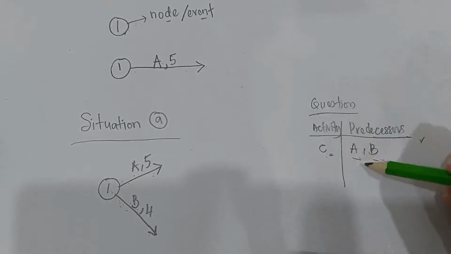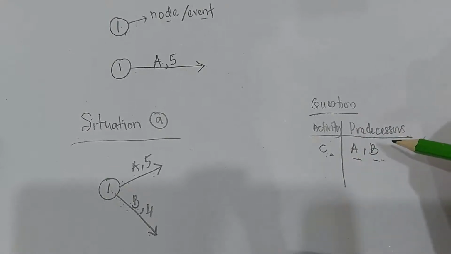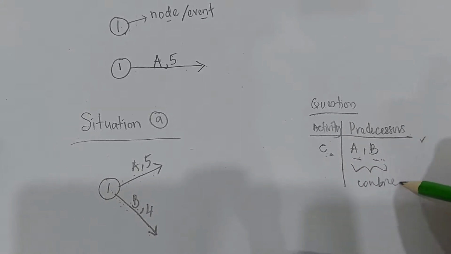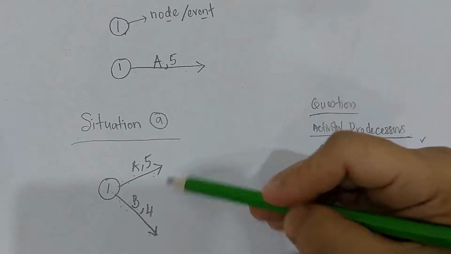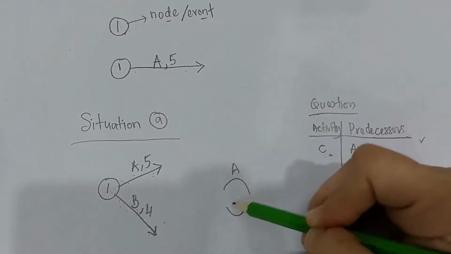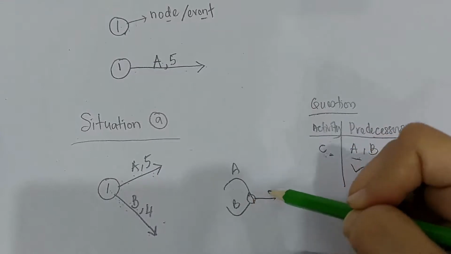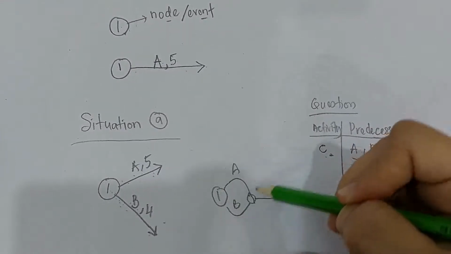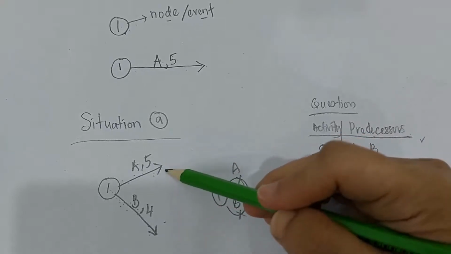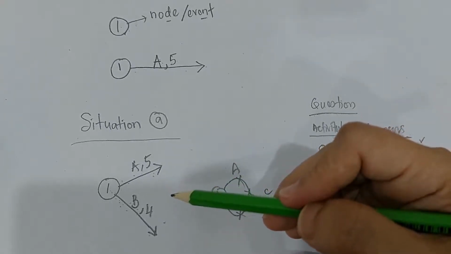C can only be completed after both A and B have been completed. So these two need to be combined. In order to combine these two, we cannot bend the line. You cannot bend the lines A and B over here and draw C up here. Okay, this is event 1, let's say. We cannot bend the line. So that's why the arrow must always be in a straight line.